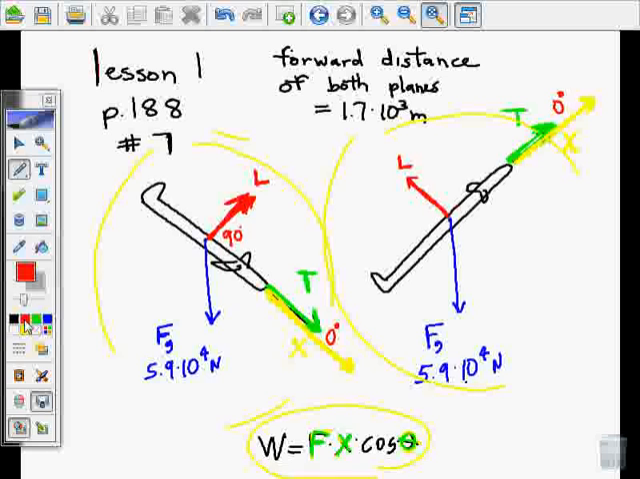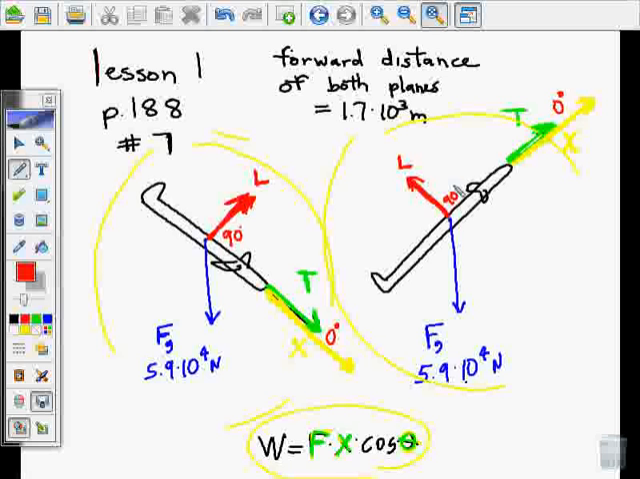And what about for the other plane? The lift force is this way, and the plane is moving this way. So once again, what's the theta? 90. Exactly. So is that lift force doing any work? No, because there's no forward component of the lift force keeping the plane going.